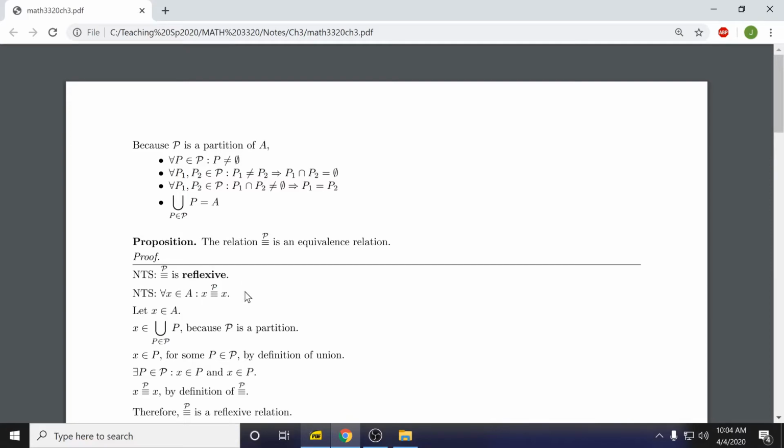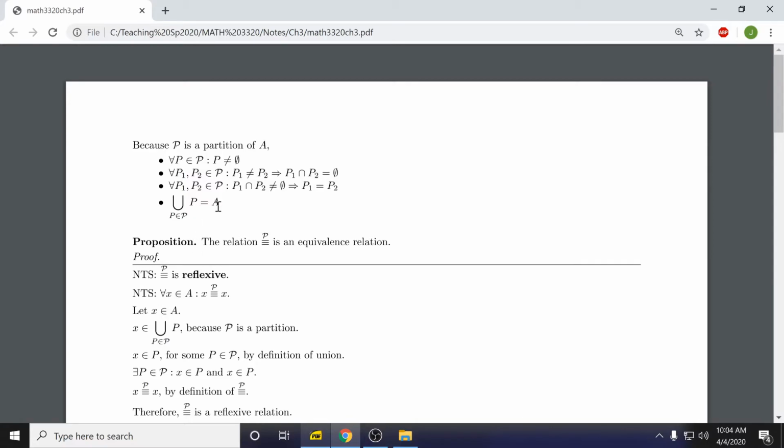So let's go through that. To show that this is reflexive, we have to show that for every x in the set A, x is related to itself. To handle this universal quantifier, we're going to let x be an arbitrary element of A. And right away, we can take into account that the union of all of these partition elements is A.